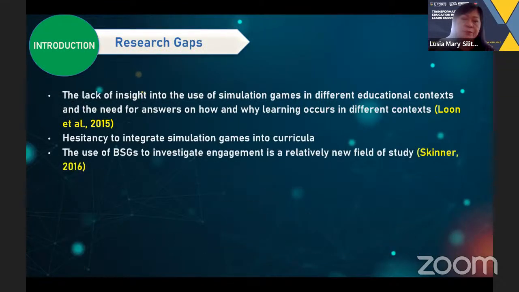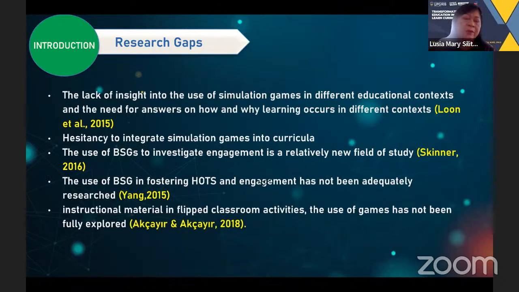This is the research gap of the study. Why do we use game-based learning and flipped classroom? Because in reality, there is a lack of insight into the use of simulation games in different educational contexts and the need for answers on how and why learning occurs in different contexts.